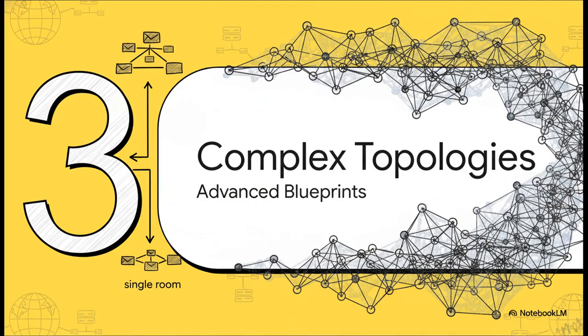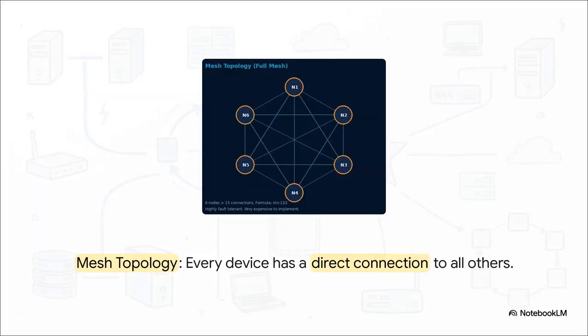All right, let's scale things up. Section 3, Advanced Complex Topologies. Welcome to the full mesh topology. This is a highly redundant, almost bulletproof web where every single device has a direct, dedicated cable connecting it to every other device on the network. If one link fails, no problem at all. The data simply reroutes automatically down another path.